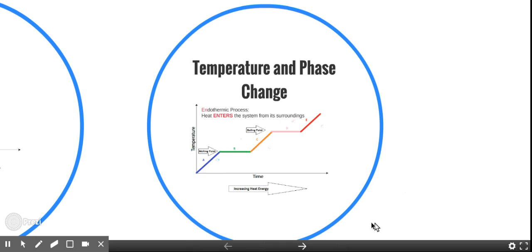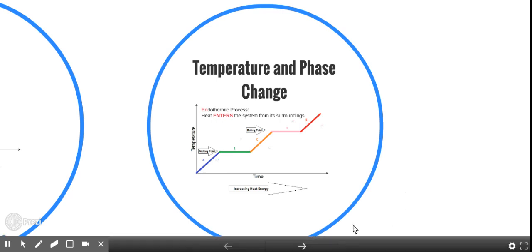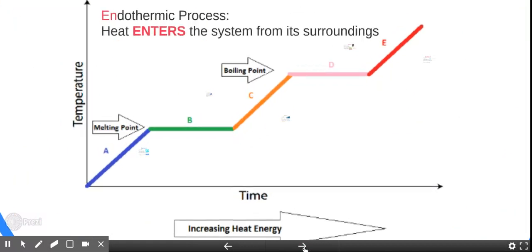So what we're going to do is go through objective 3.1, which is temperature versus time graphs and phase changes. Now, we'll focus on endothermic first. An endothermic is a process where heat enters a system. So in our case, we're always going to talk about ice being heated on a hot plate. So the hot plate is giving heat to the ice.